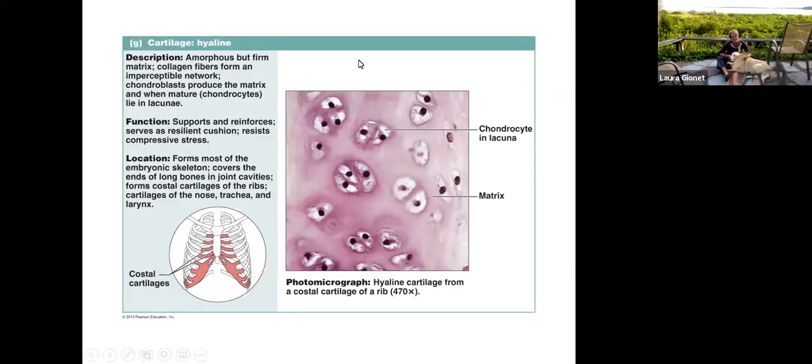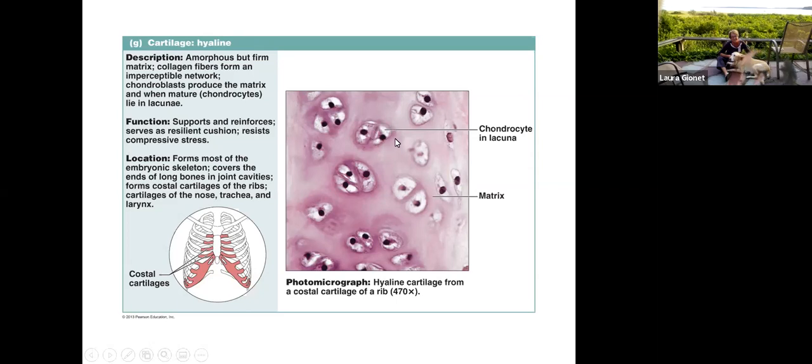So here's a picture of hyaline cartilage. Sometimes it will be kind of a light lavender background. Sometimes it'll be kind of a light pinkish background. It depends on the stain that's used. But generally, you see chondrocytes sitting in their lacunae. Those are the cells. Their nuclei take up a dark pink, kind of black color.